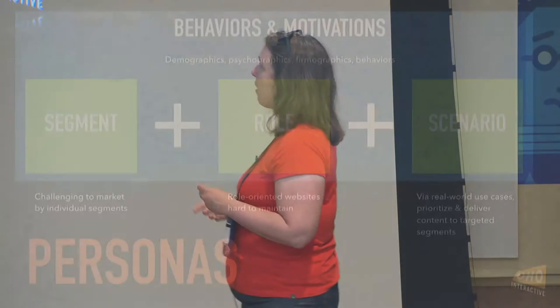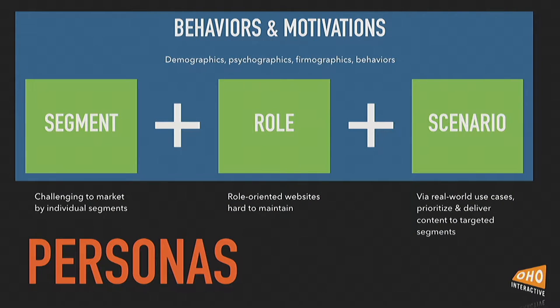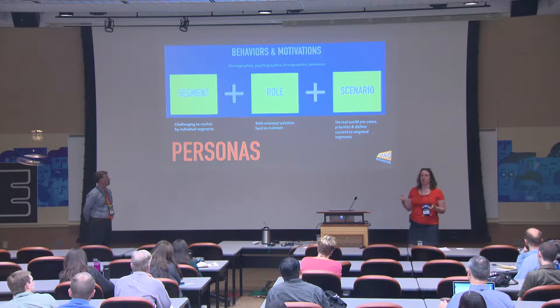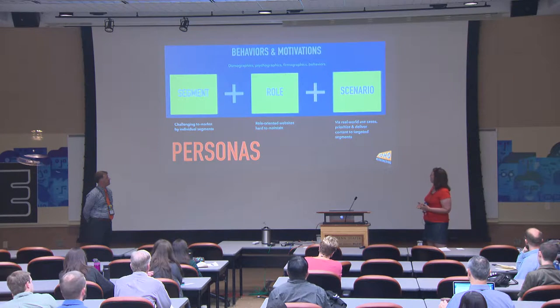Then there's the development of personas. So when we think about a persona, it really combines a few different things. One is a segment. And it can be challenging to market by individual segments if you're trying to target each one. There's a lot of them. Then you have different roles. And it can be alumni, prospective student, et cetera. But if you're trying to organize your website by role, that can be very challenging to maintain.